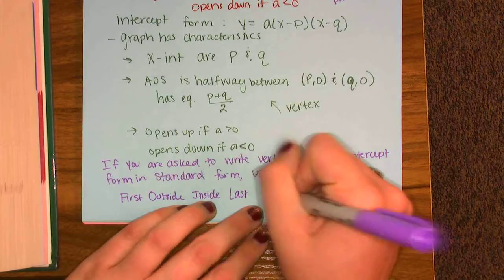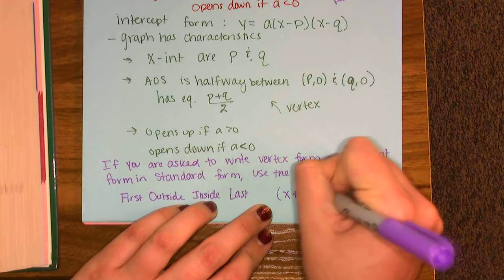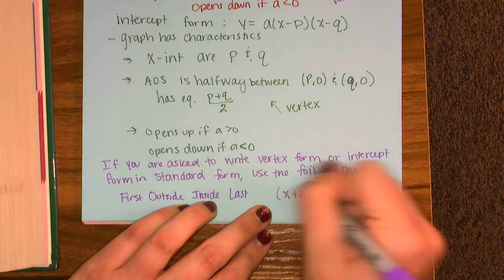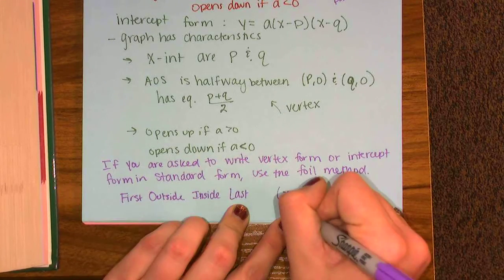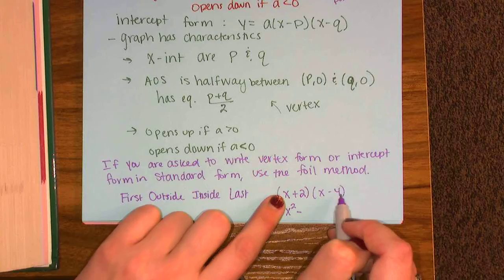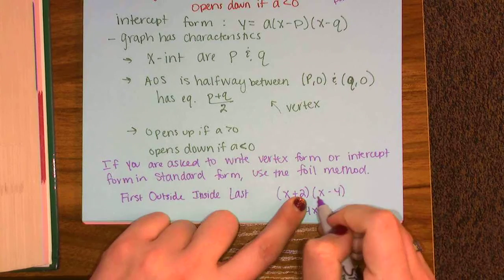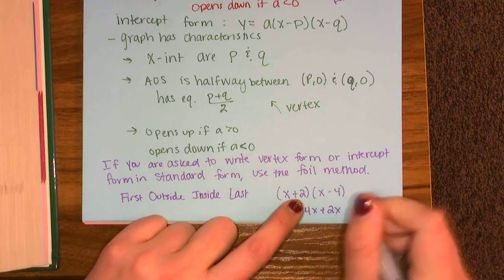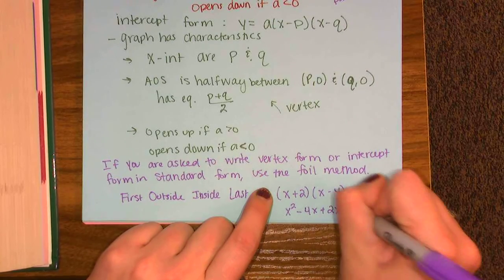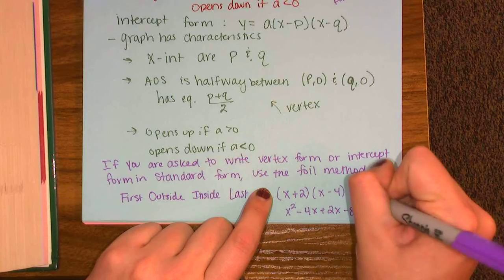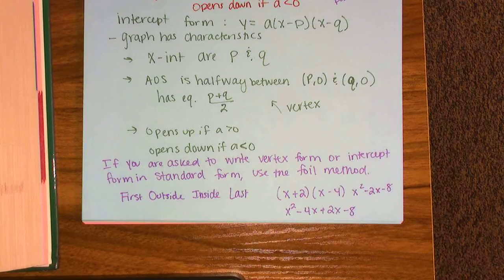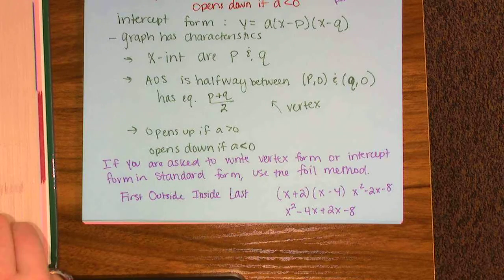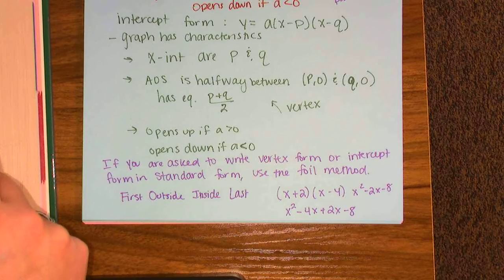But basically, this is just what you do if you have like (x plus 2) and (x minus 4). First terms, x squared. Outside terms, minus 4x. Inside terms, plus 2x. Last terms, 2 times negative 4 is negative 8. And so that simplifies into x squared minus 2x minus 8. So that would be the FOIL method, just so you can see it really quickly. I know you saw it in Algebra 1, but just as a refresher. And like I said, we'll spend time doing examples of these in class as well.